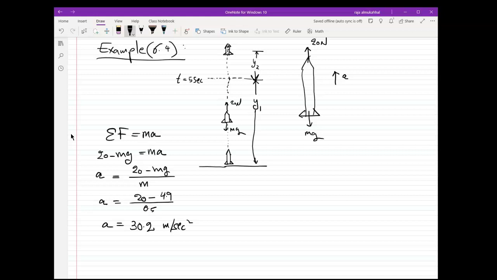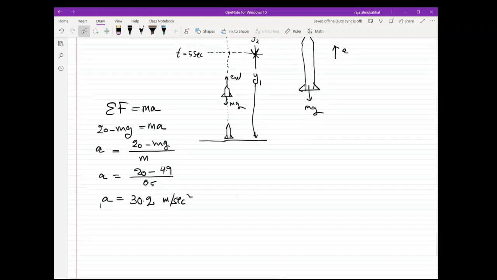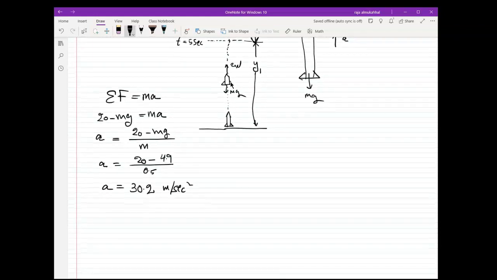Now, what do I want the acceleration for? Well, I want the acceleration because I want to use kinematics to find y1. You see, I have acceleration now. The initial velocity of the rocket is 0, and with this acceleration, I can find the final velocity of the rocket. So let me do that. I can use kinematics here. And I know the time. The time is given to me as 5 seconds, right?